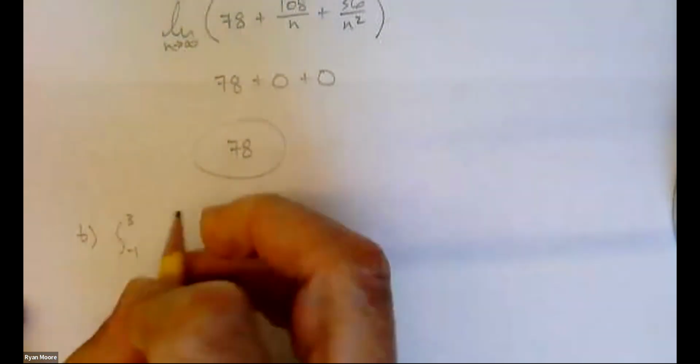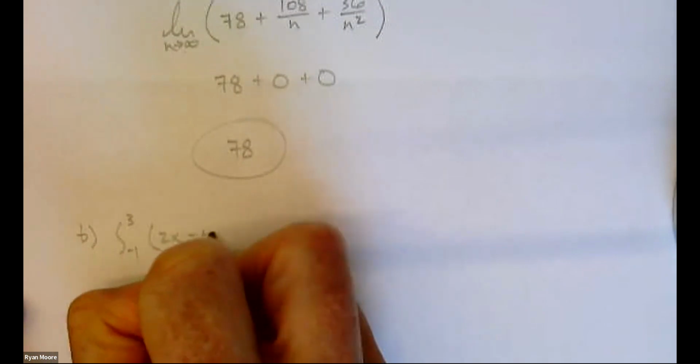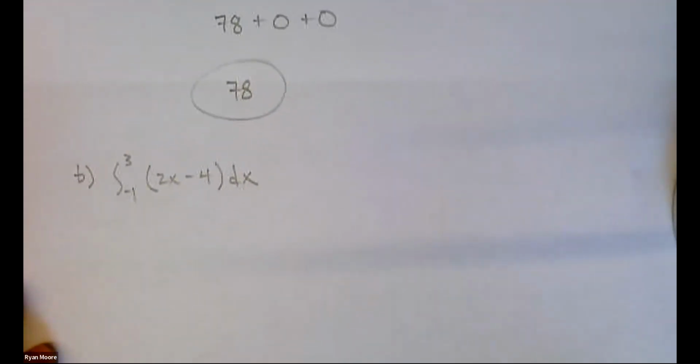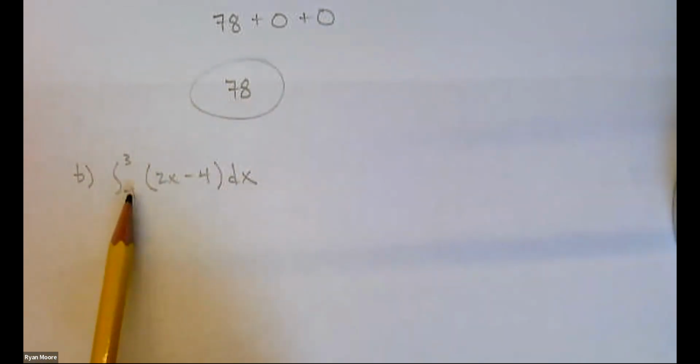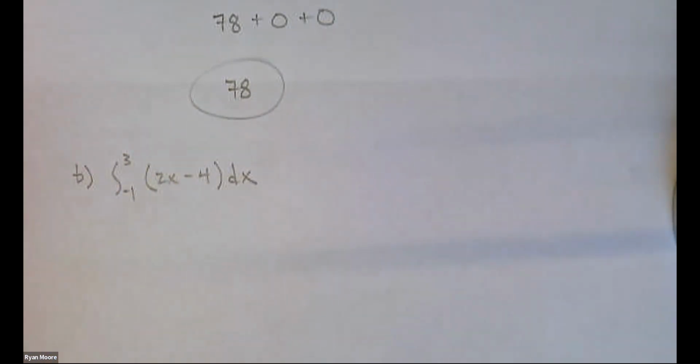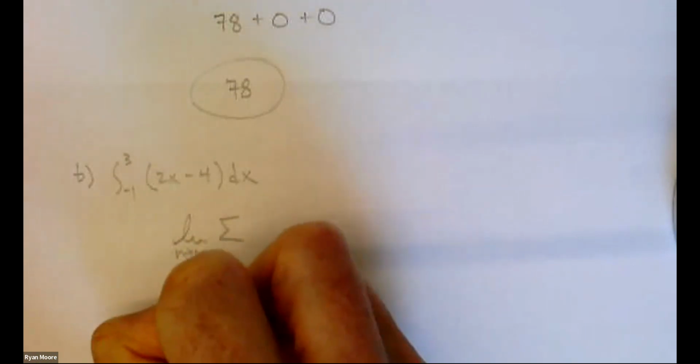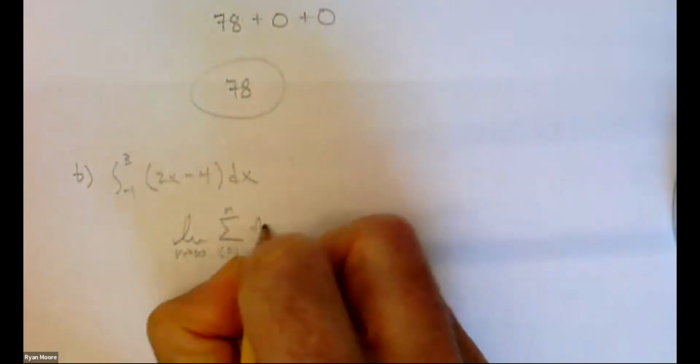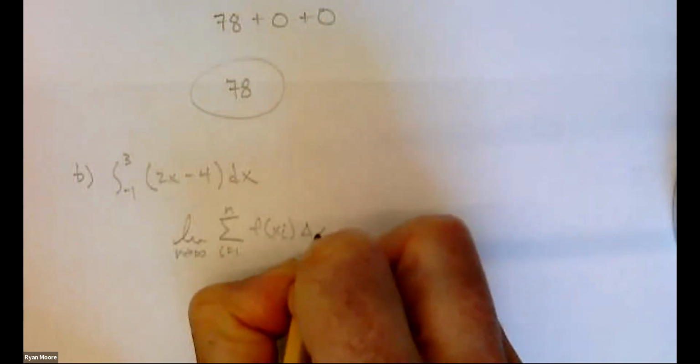Okay, we got another one, part B. It'll be good to do a second round of this now that we're a little bit more advanced. We understand how it works. The definite integral of 2x minus 4 from -1 to 3 dx. Okay, I'm going to copy over that formula again. The limit as n approaches infinity, sigma from i equals 1 to n, f of x sub i delta x.